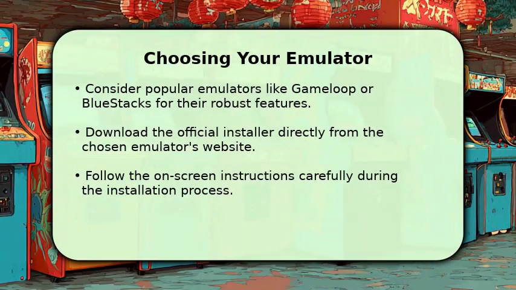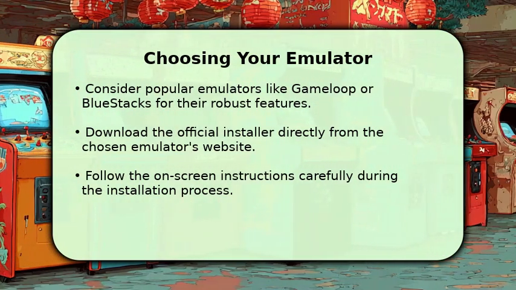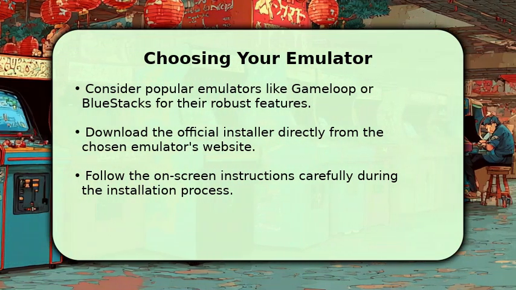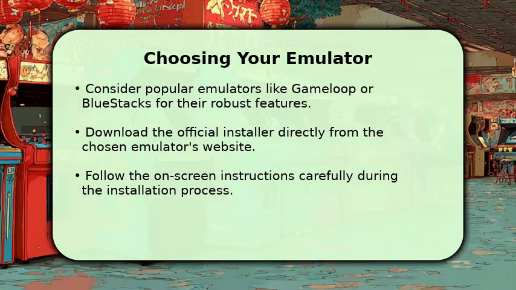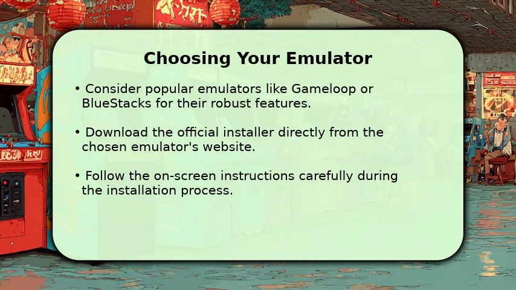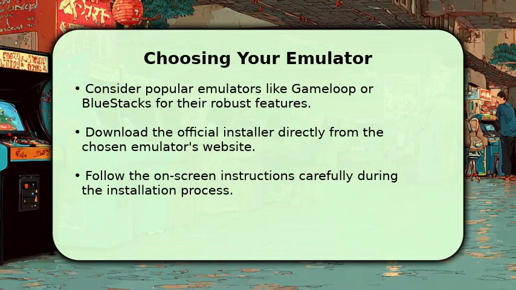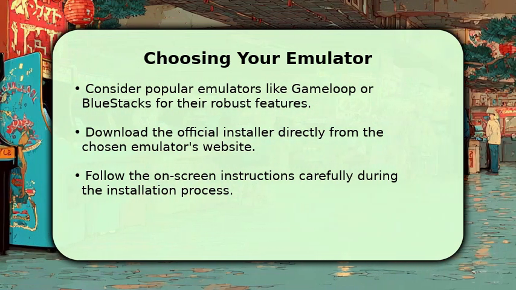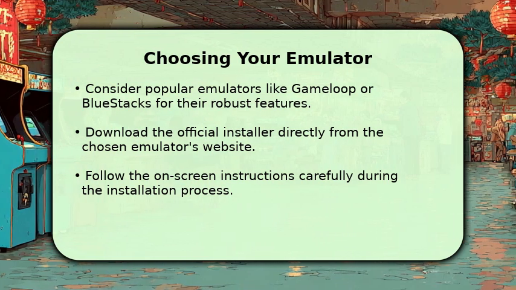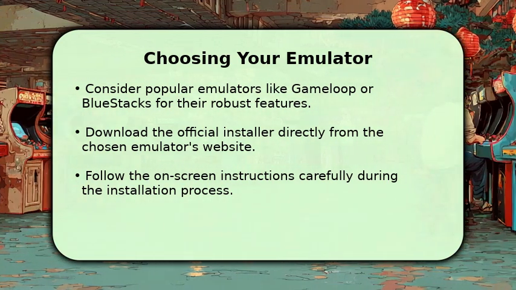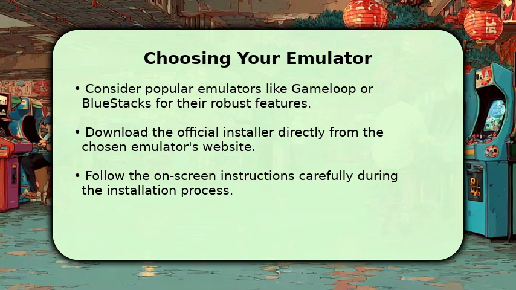Now, let's select an emulator that suits your needs. GameLoop is officially supported by Tencent, offering a tailored experience, while BlueStacks provides broad compatibility. Visit the official website of your preferred emulator and download the latest version. Double-click the installer file and proceed through the steps, ensuring you accept the terms and conditions. This foundational step gets your virtual gaming environment ready for action.